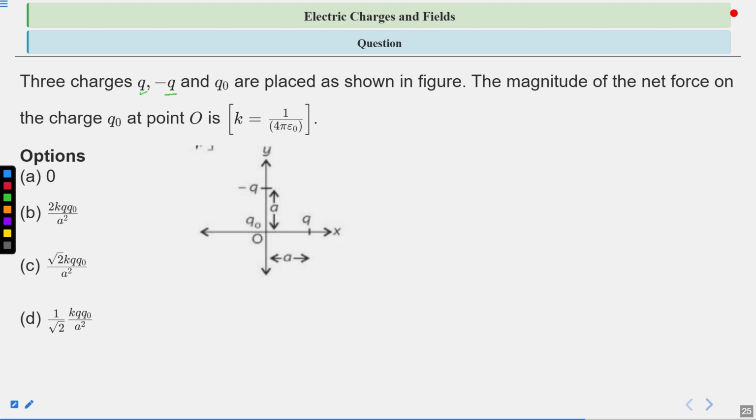Three charges plus q, minus q and q naught are placed as shown in the figure. Look at the figure. The magnitude of the net force on the charge q naught at a point O is what? So here you have to find out the magnitude of net force. Options: A is 0, B is 2k q naught divided by a square, C is root 2 k q naught divided by a square, and D is 1 divided by root 2 k q naught divided by a square. Which one is correct? Think about this question.